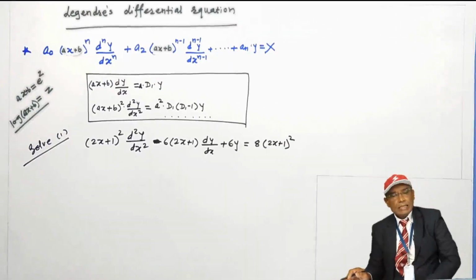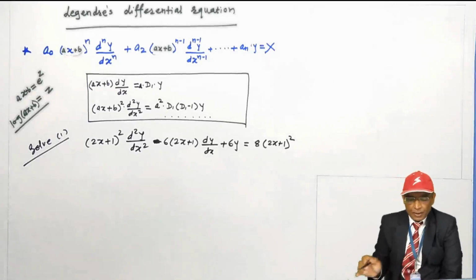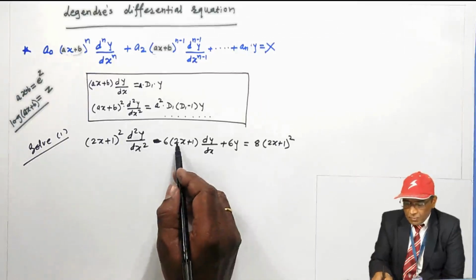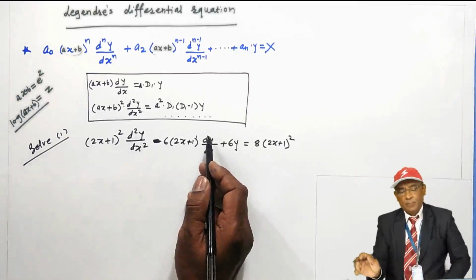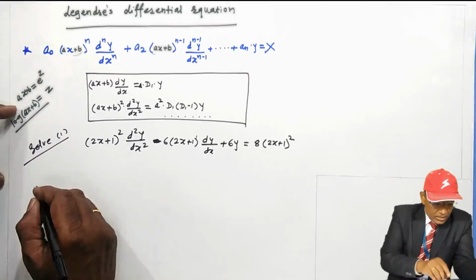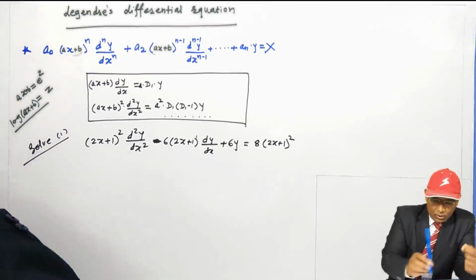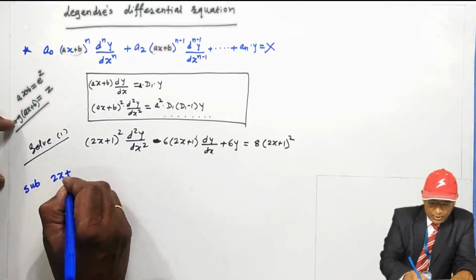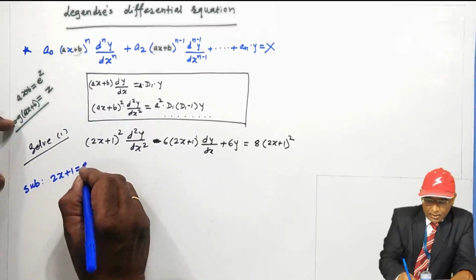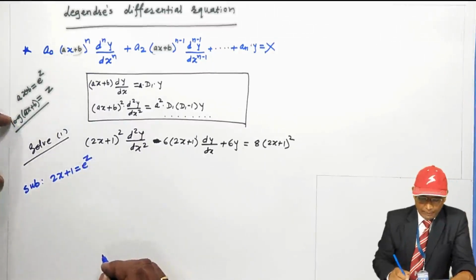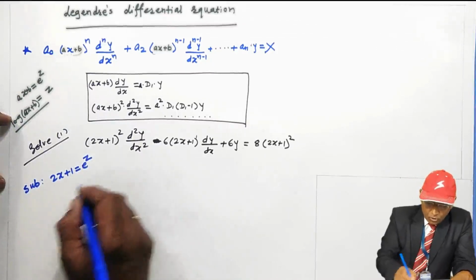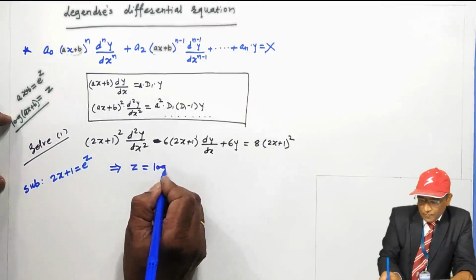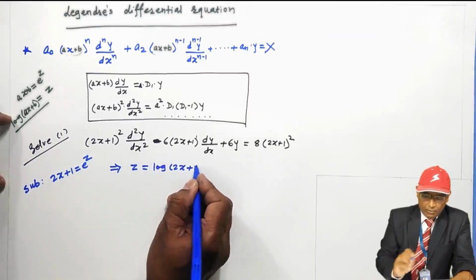See, is it Legendre's equation? Yes. Why? Because (ax plus b) power 2, the power of d is 2; (ax plus b) power is 1, the power of d is 1. Okay, this is Legendre's equation. In Legendre's equation, what do we do? Substitute ax plus b, meaning 2x plus 1, equal to e to the power z, and consequently z is log of 2x plus 1, the value of z.